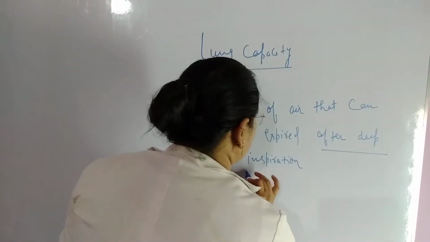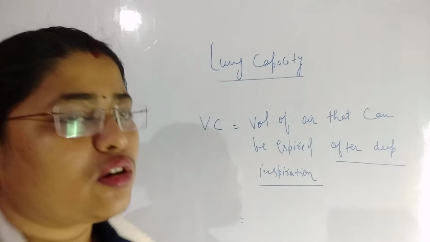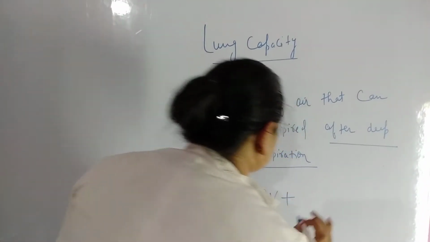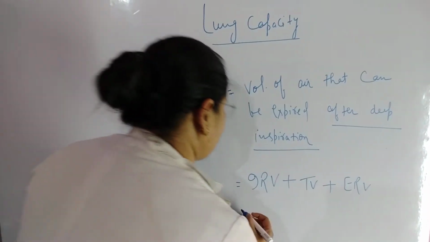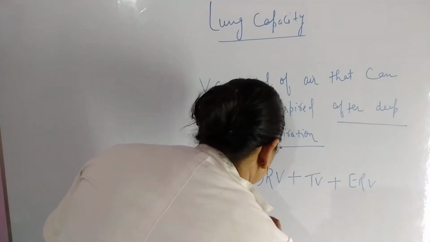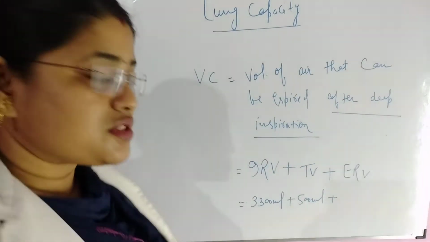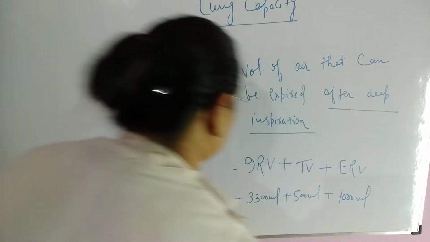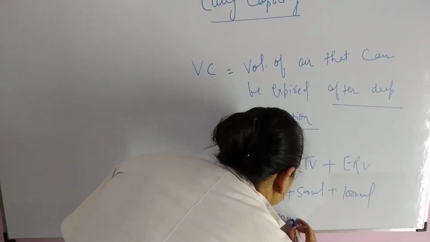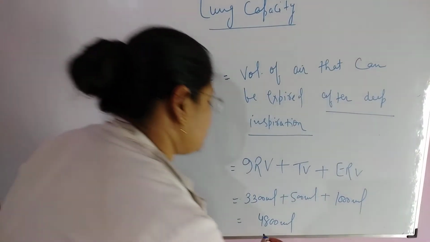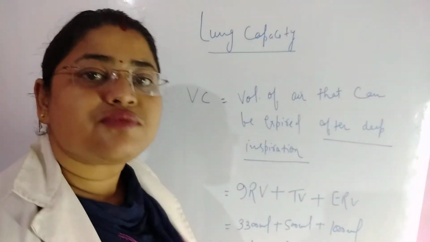So this is applicable in case of deep inspiration, and this is the combination of inspiratory reserve volume plus tidal volume plus expiratory reserve volume. And as we know, IRV is 3300 ml, tidal volume is 500 ml, plus ERV is 1000 ml. So after adding these volumes, we get vital capacity, that is 4800 ml.